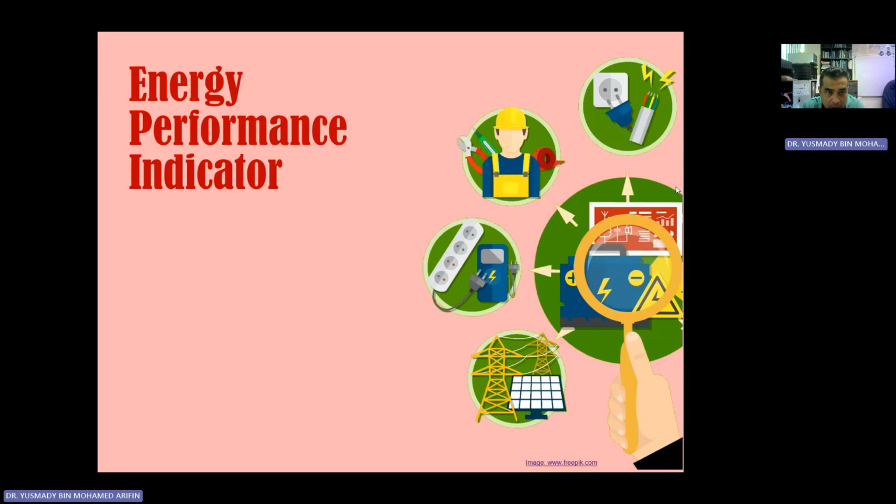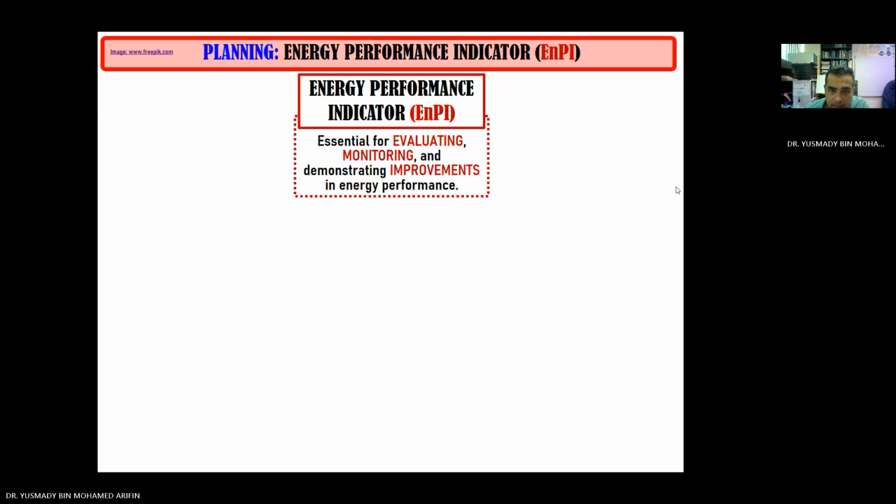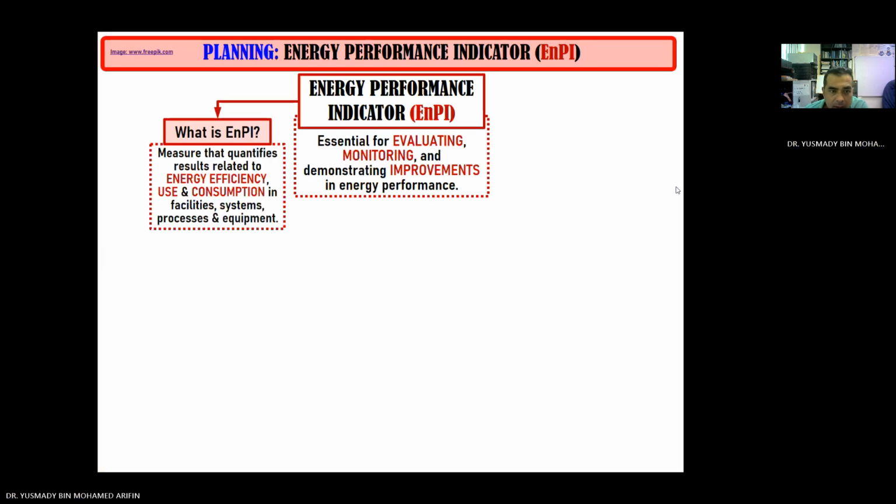Okay, now we focus specifically on the energy performance indicator. Energy performance indicator, or EnPI, is essential for evaluating, monitoring, and demonstrating improvement in energy performance. So what is EnPI? EnPI, the energy performance indicator, is the measure that quantifies results related to energy efficiency, use, and consumption in facilities, systems, processes, and equipment.